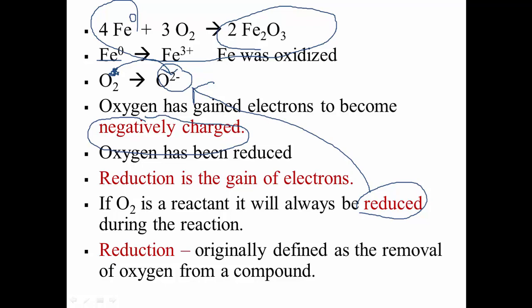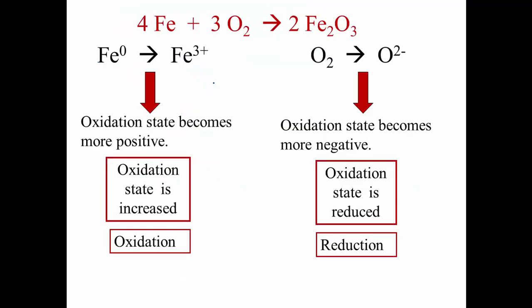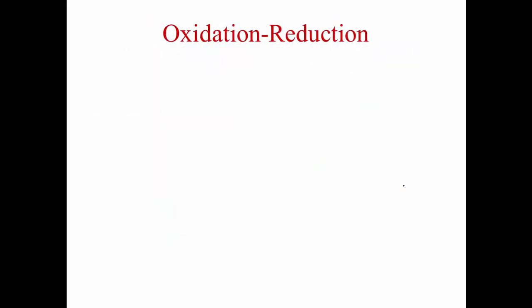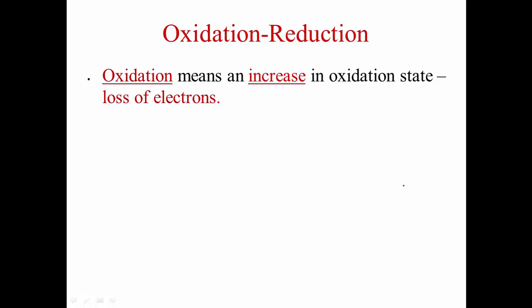Reduction was originally defined as the removal of oxygen from a compound. Still true. So, in the simple reaction, the oxidation state of iron became more positive. That means it was oxidized. Okay. The oxidation state of oxygen became more negative. That means it was reduced. Oxidation is an increase in the oxidation state.